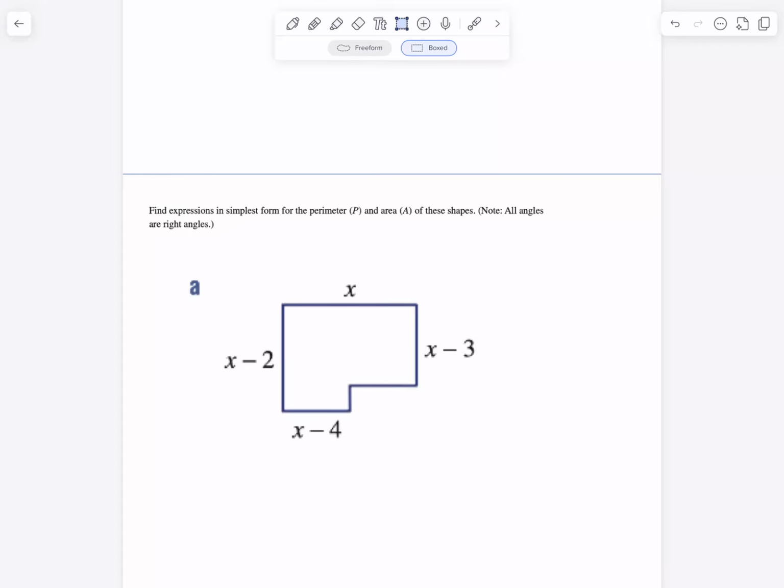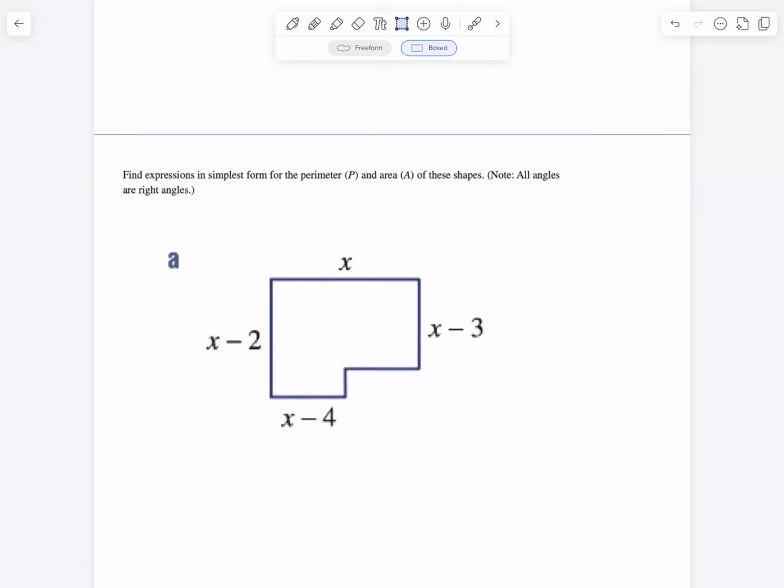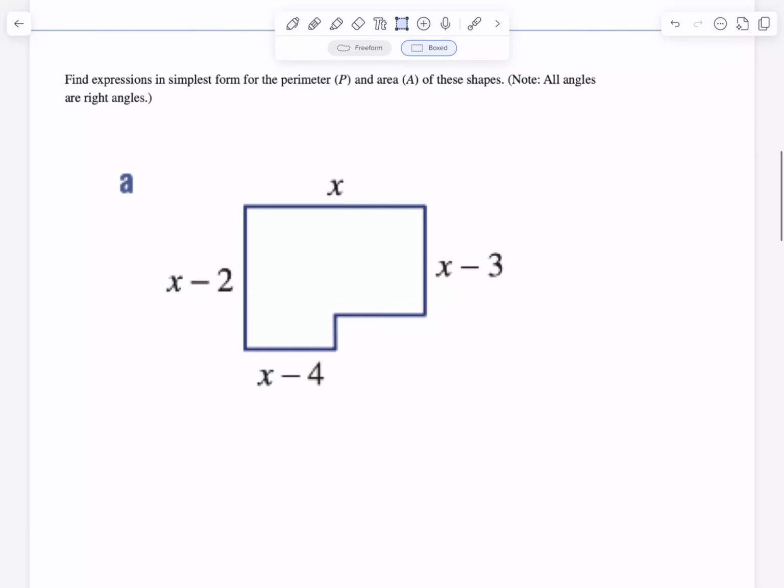Okay, let's see if you can follow through for this question, where we're asked to work out, in simplest form, an expression for the perimeter and area of the following shape. So the perimeter is the total distance around an object. So firstly, what we need to check is, do we know all the sides of the object?